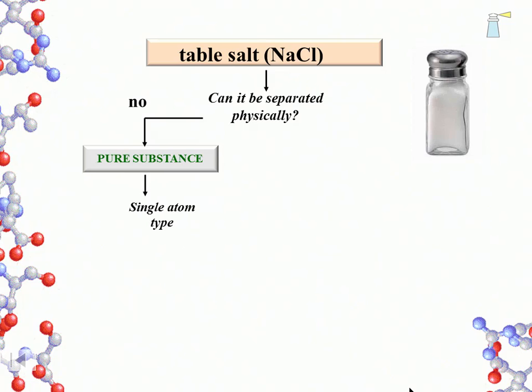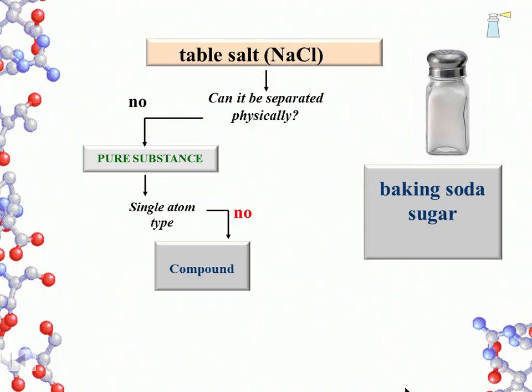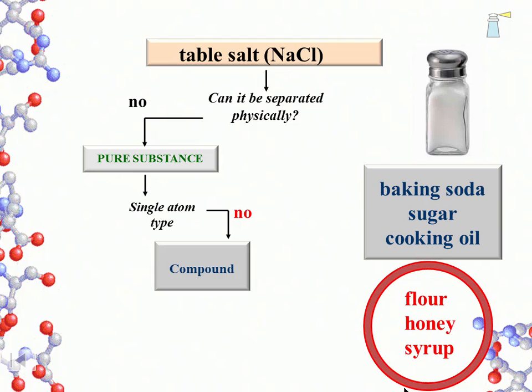Well, the sodium part, Na, is in the periodic table. It's number 11. And there is something like chloride at number 17. So, not a single atom type. Let's go with no. That makes sodium chloride a compound. Substances that will lead to a compound classification include baking soda, sugar, and cooking oil. Substances that are similar but not compounds include flour, honey, and syrup.